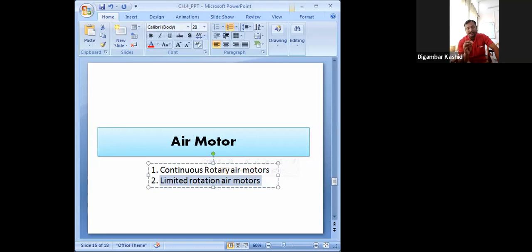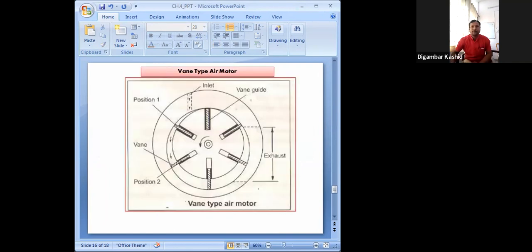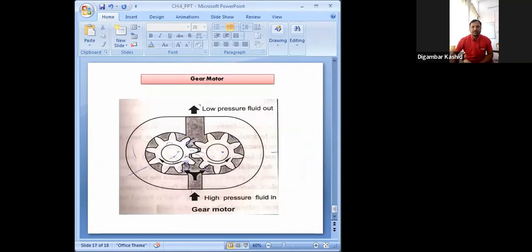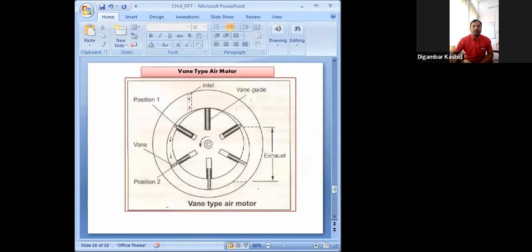Again, I will tell you, the limited rotary hydraulic motor we have also seen in unit number 1. The construction and working of the limited rotation hydraulic motor we have seen there, and the same construction and working is applicable to this also. Now come to the vane type air motor. Come to this vane type.